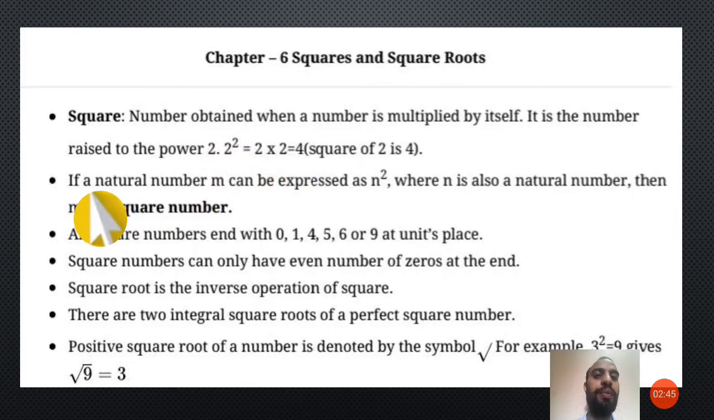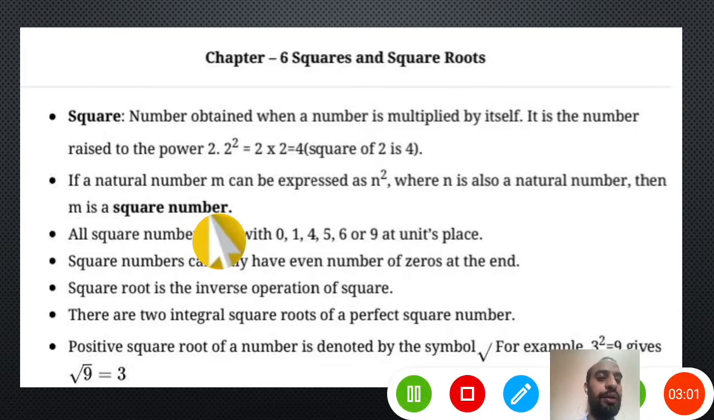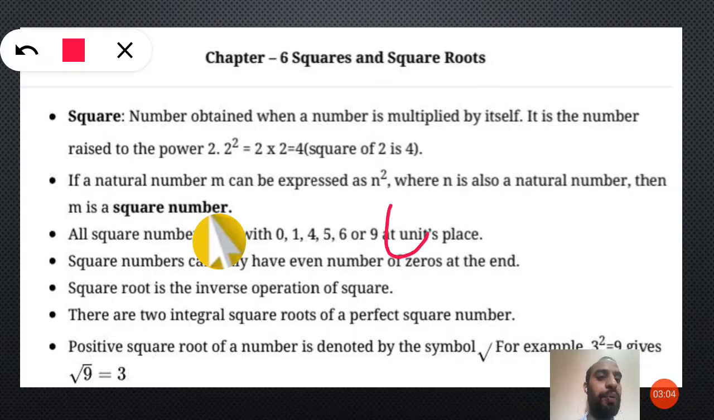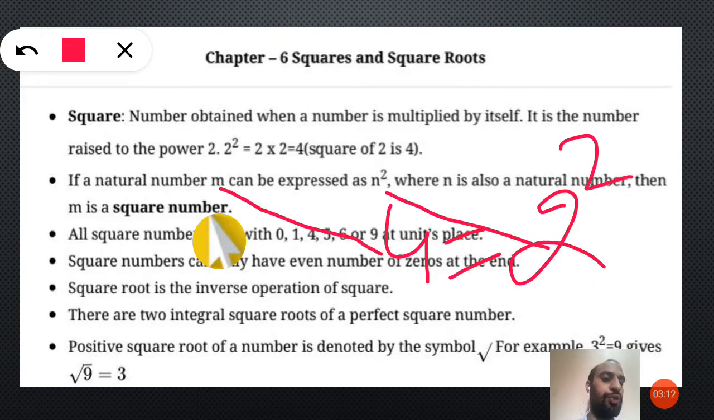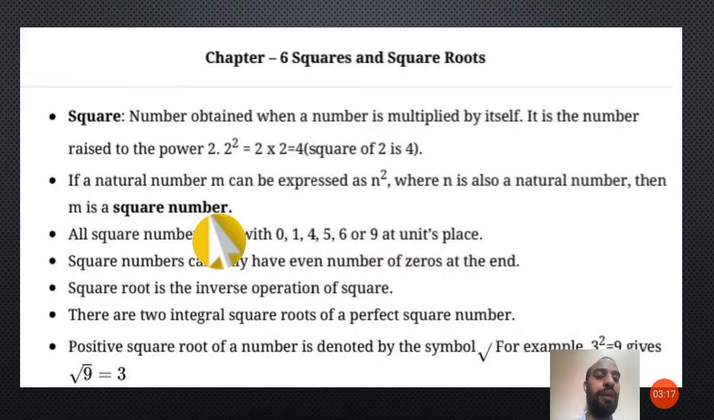Next, if a natural number m can be expressed as n square, where n is a natural number, then m is a square number. To make it clear, if you have the number 4 with you, you can write 4 as 2 raised to power 2. So the value of m is 4 and the value of n is 2. So this 4 we call a square number. All those numbers which we can represent in the square form are called square numbers.